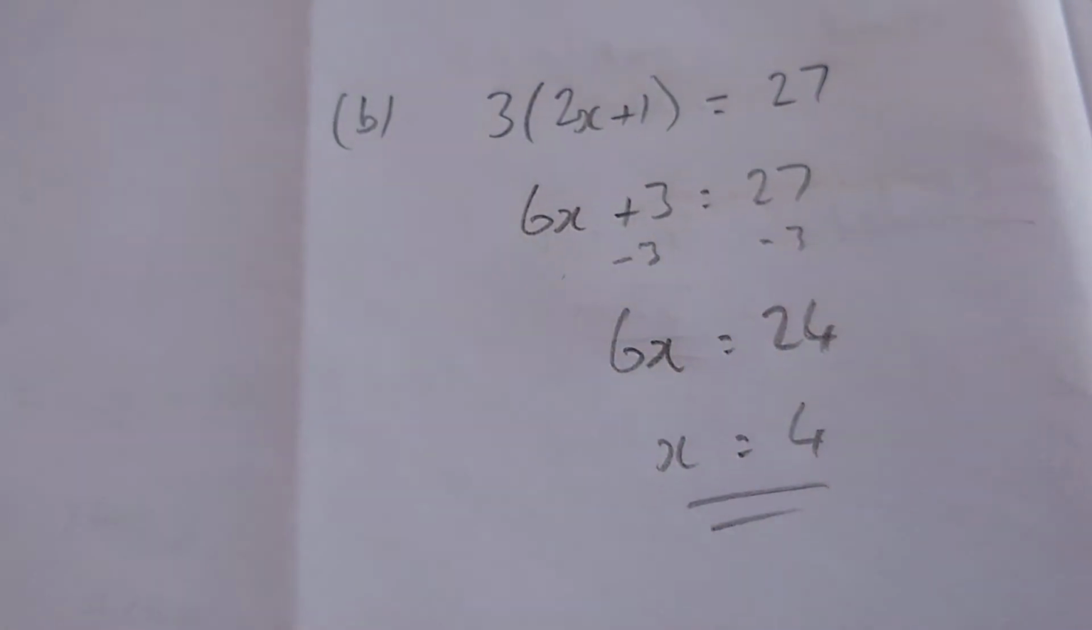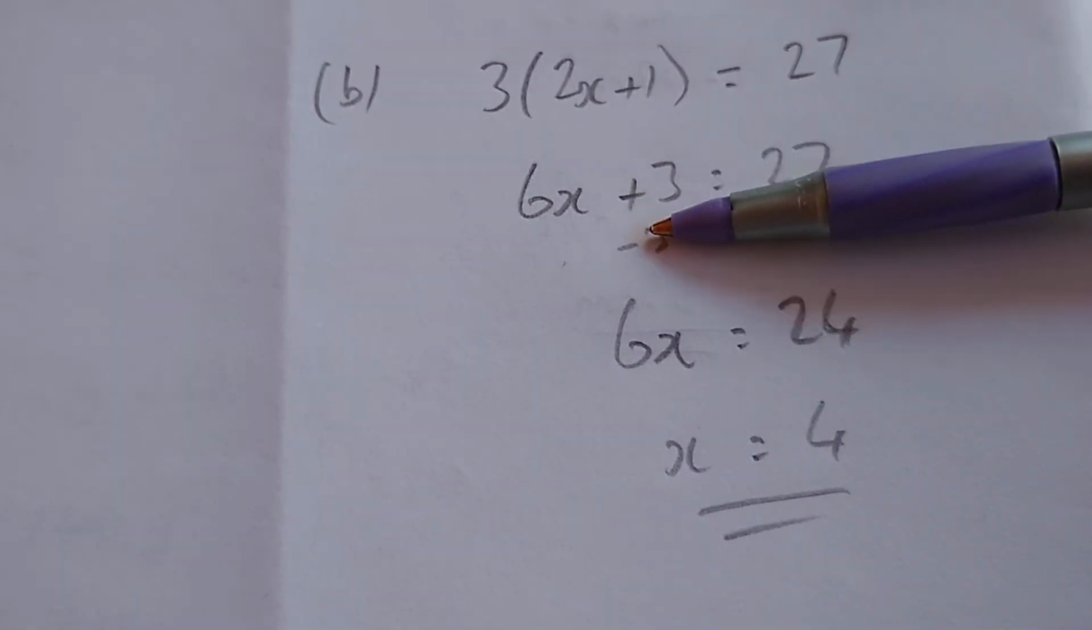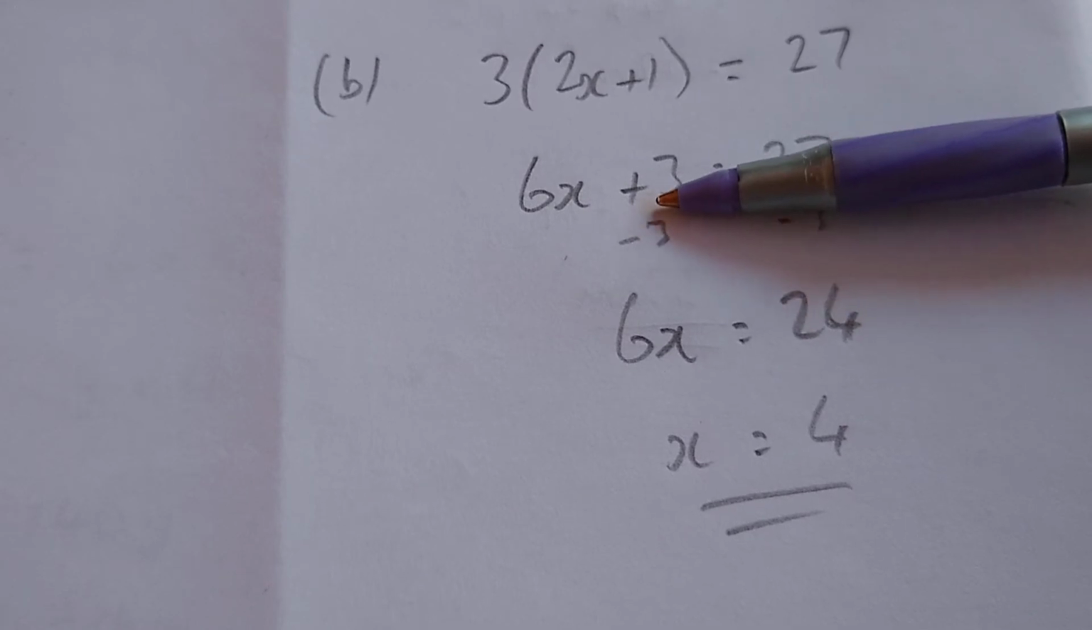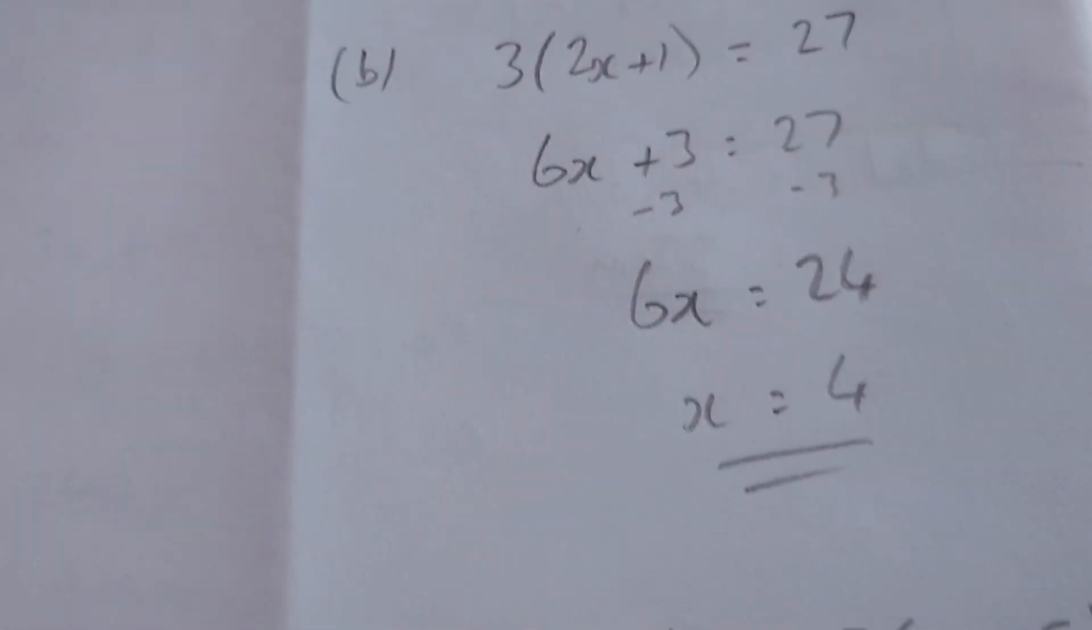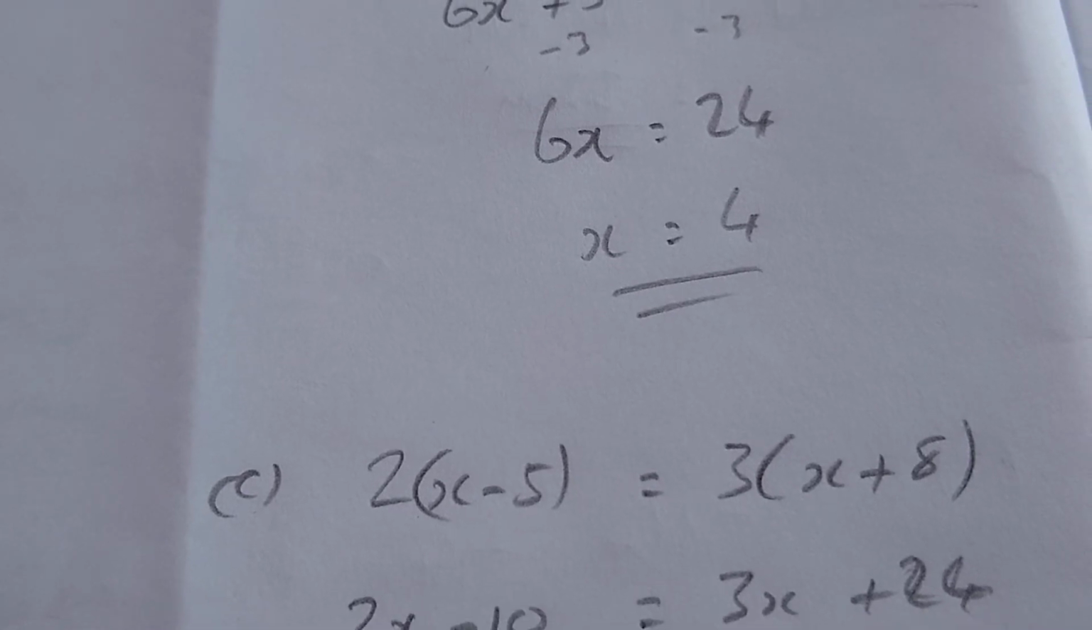Why am I subtracting 3? Because I would just like to have 6x on the left-hand side here. So if I subtract 3, I'll be left with just the 6x. And then 6x equals 24. Divide both sides by 6, we will get x equals 4.